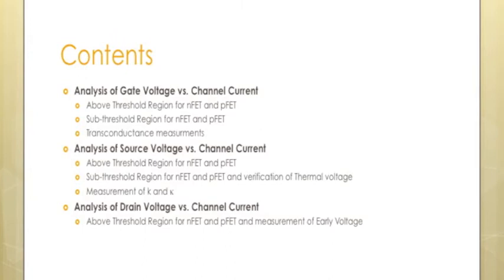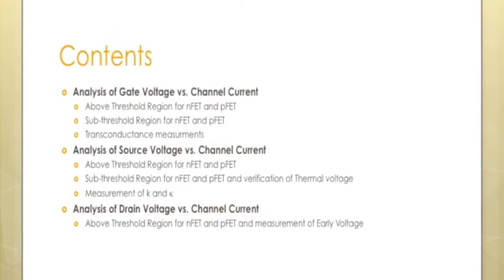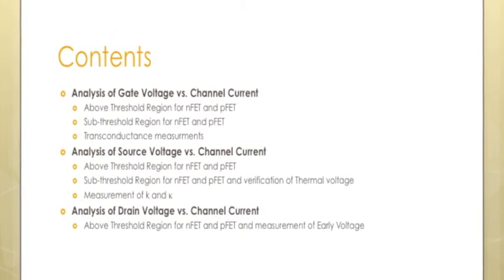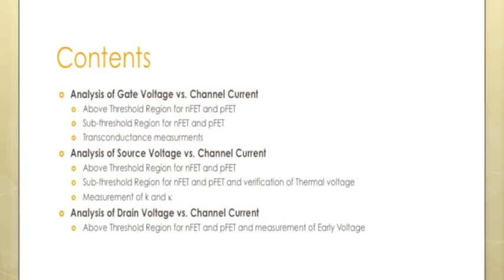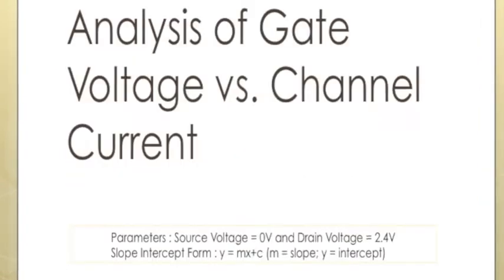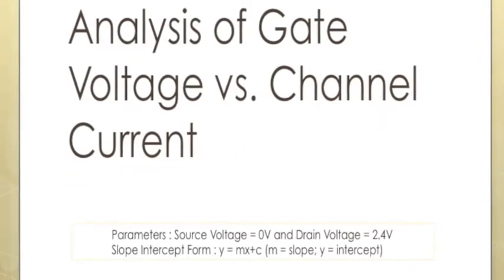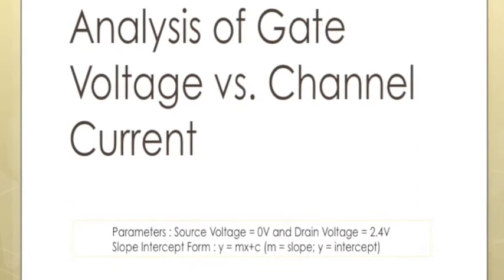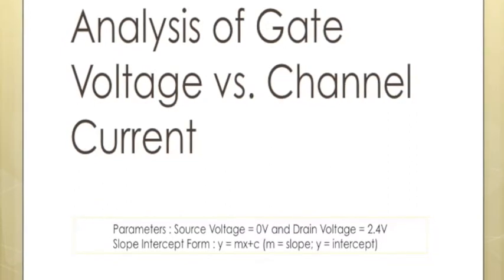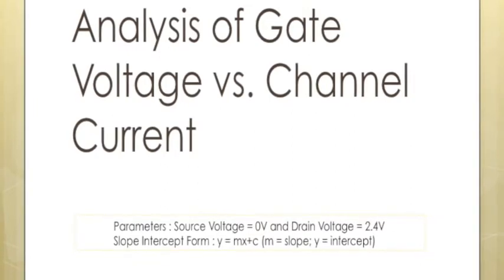In this project, we will sweep each terminal of the MOSFET to determine its internal parameters. This is done for both the NFET and the PFET. The first experiment is the gate sweep. For this experiment, we will keep the source voltage at 0 and the drain voltage at 2.4 volts.